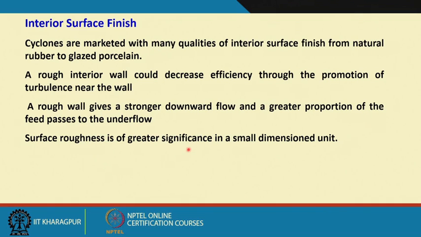Surface roughness is of greater significance in a small dimension unit. When you have a small dimension unit, you are trying to generate much more centrifugal force. If you have a rougher surface, you are dampening this centrifugal force parameter that you need to generate, so it will have an adverse effect on your separation performance.